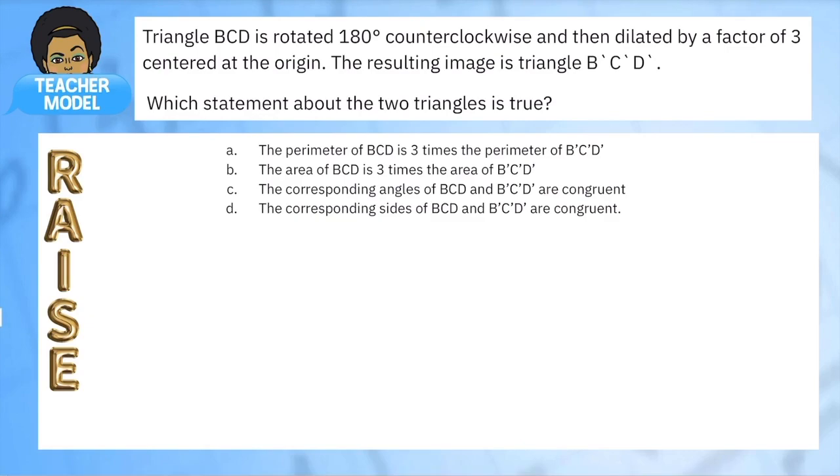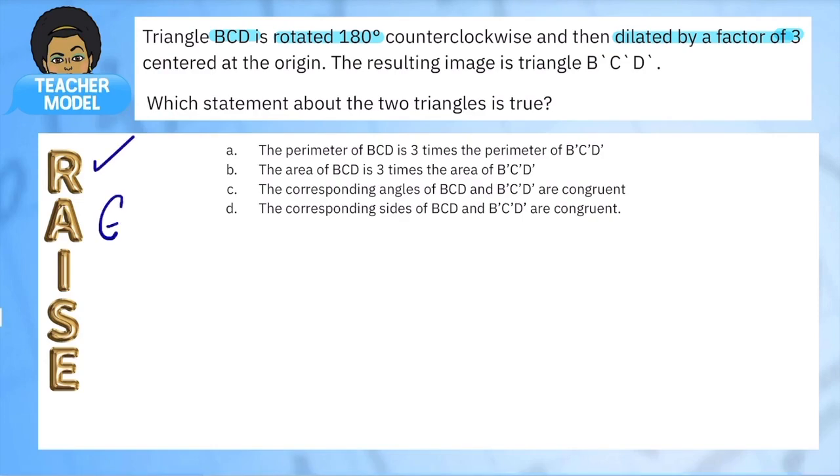Okay, here we go. We're going to use rays here. We have triangle BCD rotated 180 degrees counterclockwise. Remember, it doesn't matter if it's counterclockwise or clockwise because it's 180 degrees. And then it is dilated by a factor of 3 centered at the origin, resulting in a new triangle. So what statement has to be true?